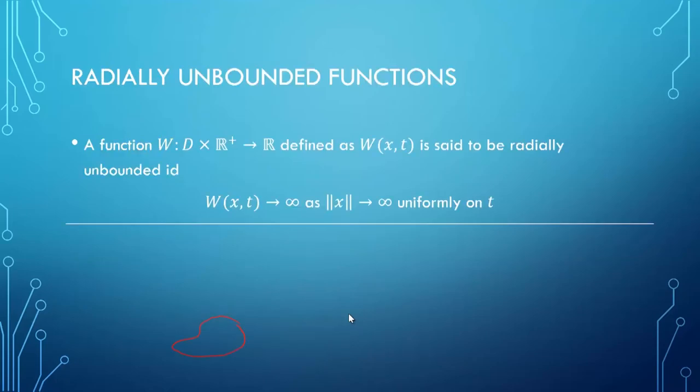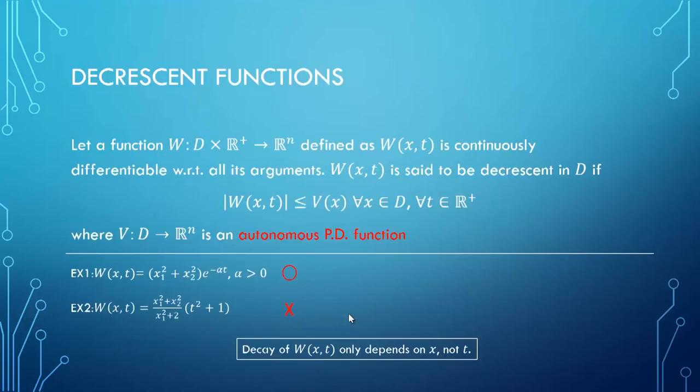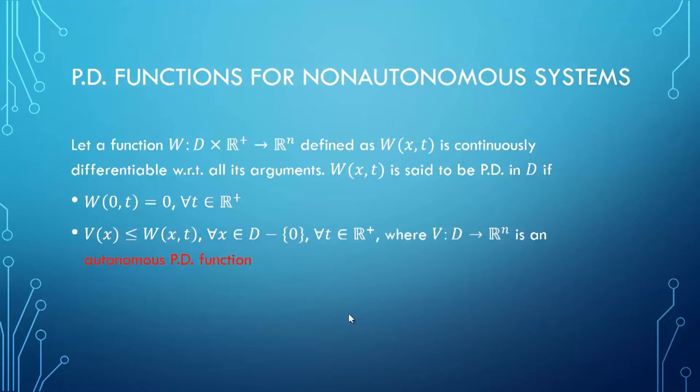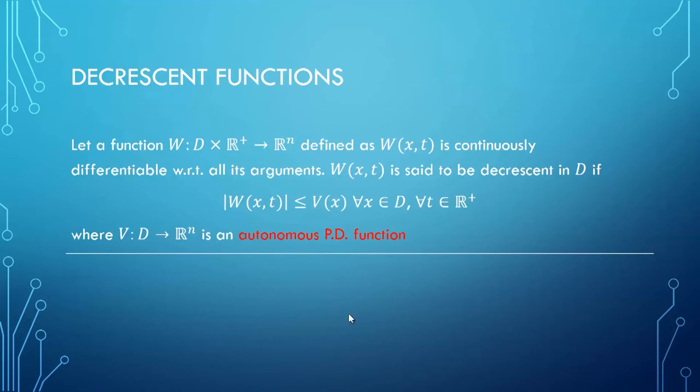And for the positive definite PD function, we're trying to find the lower bound, right? Okay. We're trying to find the lower bound. Do you understand? So for a PD function, we find the lower bound of W if it exists. And for a decreasing function, we try to find its upper bound. Okay.